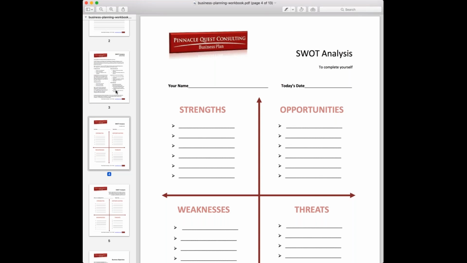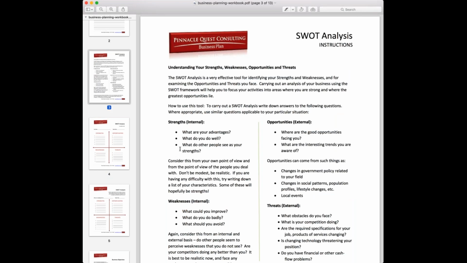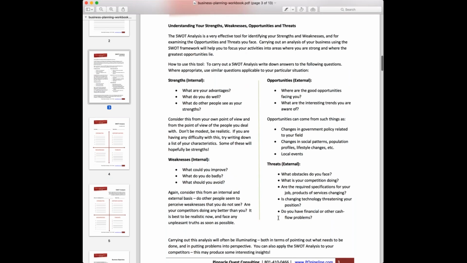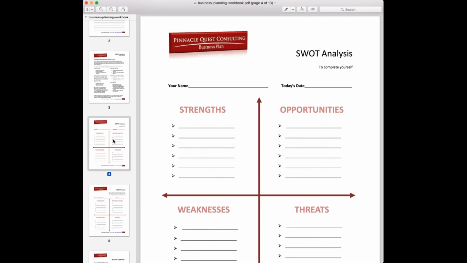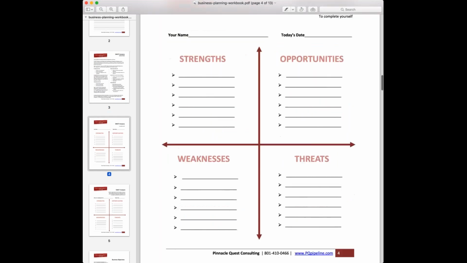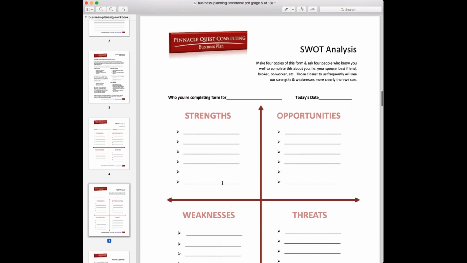And my problem with forms like this is that in a lot of ways, I think it can backfire and justify somebody not performing, okay? For example, they maybe spend a couple of hours filling out their strengths and weaknesses. What are the good opportunities facing them? What obstacles do you face? What's your competition doing? So they do all of this research, and all it does is justify the obstacles that are in their way. It justifies possibly their reasons for failure, all right?